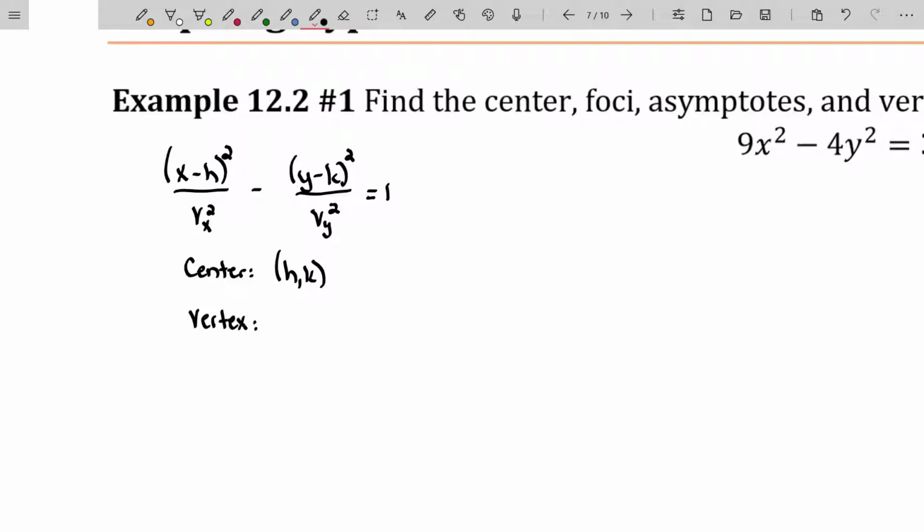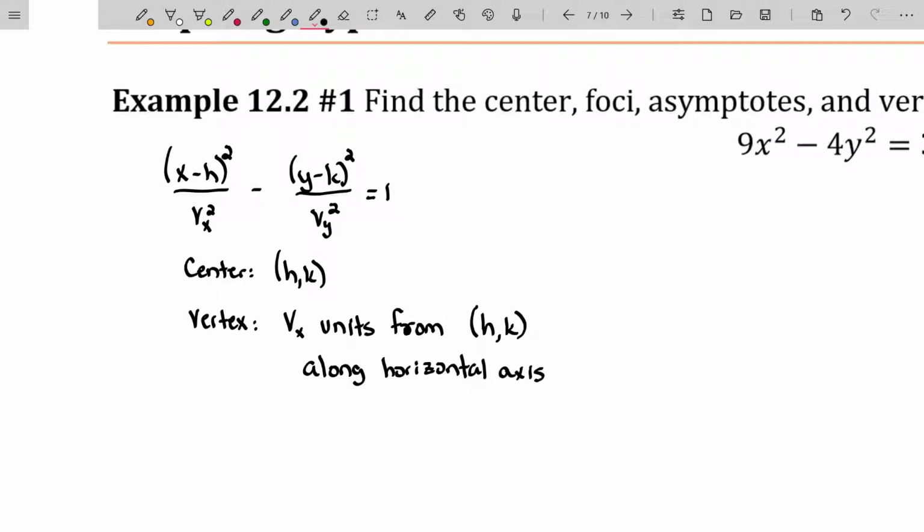and the vertex would be v sub x units from (h, k) along the major axis. Well, I should say in this case, it's the horizontal axis because our only positive term here is the x term. And so that would mean our major axis is horizontal.